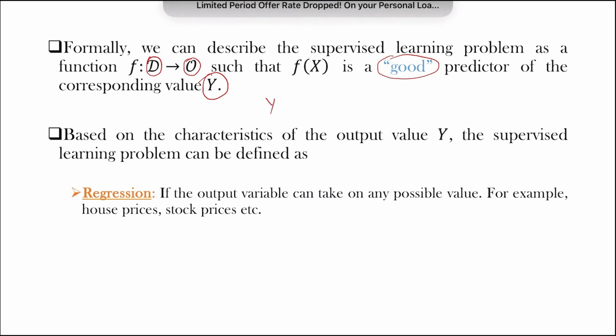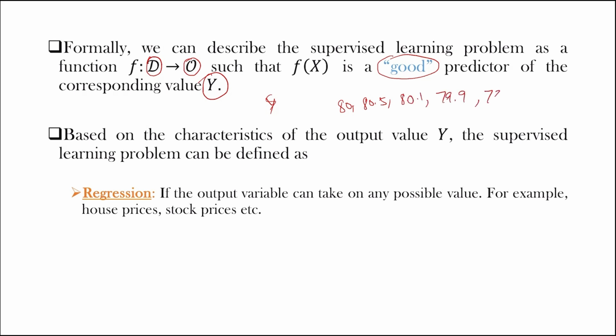So for example, if I measure my weight every day, it can take any value like 80, 80.5, 80.1, or maybe 79.9, or maybe 79.8. So it can take any possible value. This is an example of a continuous value, and if I want to predict this value based on some features, this will be a regression task.